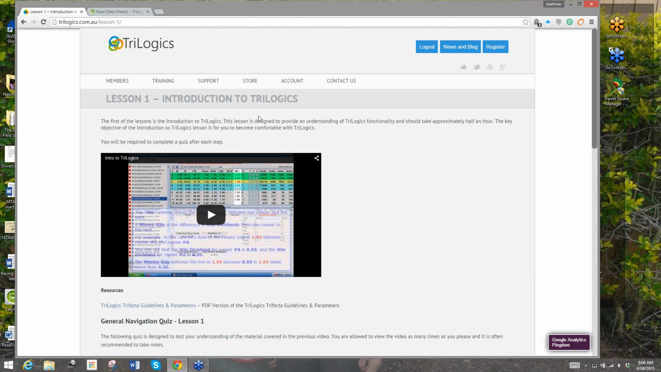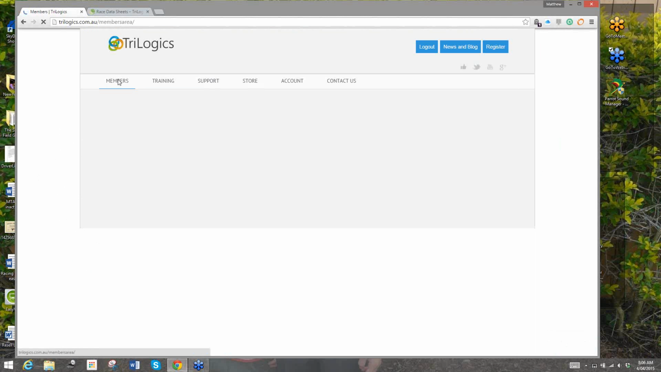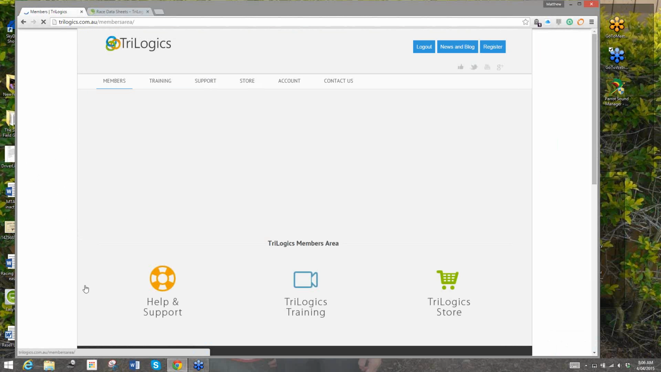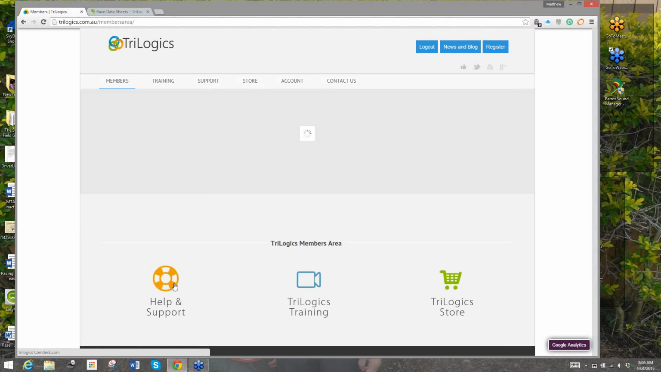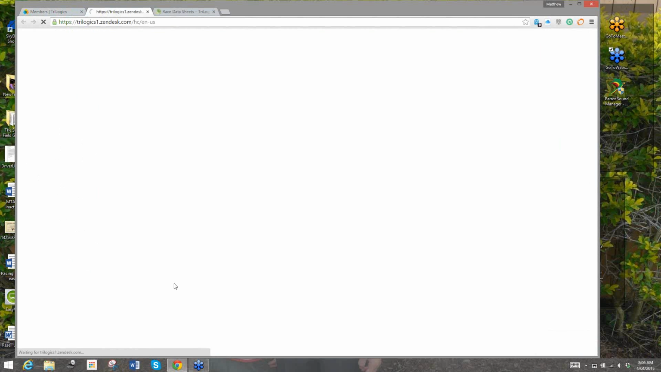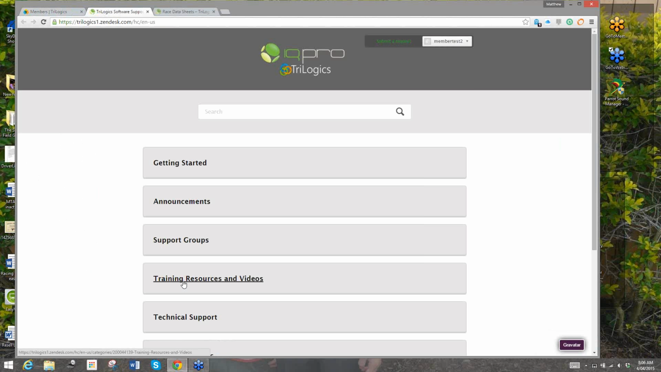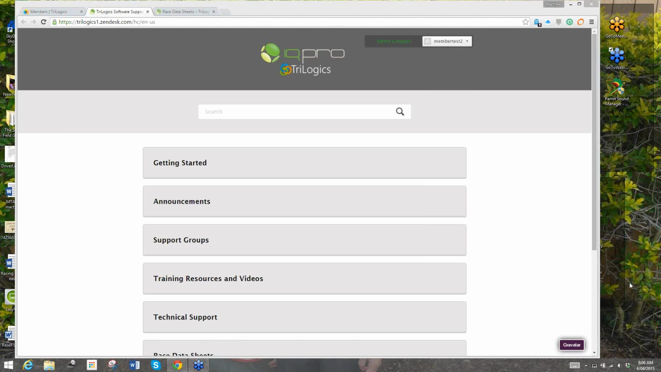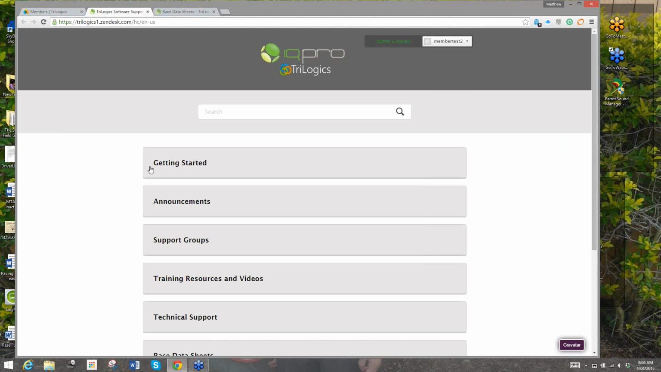Another part I wanted to show you is, if we go back to the members section, the support portal. Now, the support portal is a really great resource. What we were in before was training. Now we're going to go into support, and support's for technical ideas and questions and answers, things like that. And so you can see here everything you need to know.